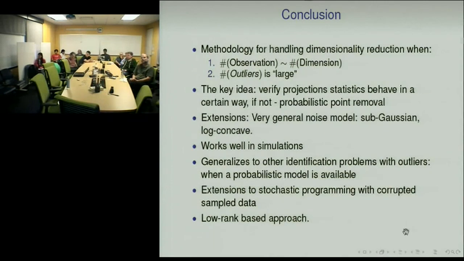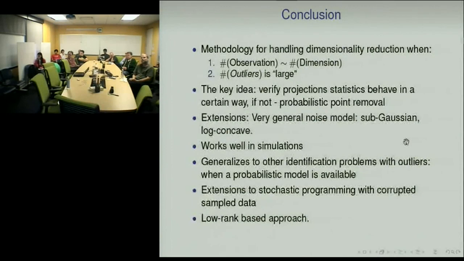The noise models can be very general: sub-Gaussian, log-concave, quite general. It works very well in simulations, and we get something pretty close to the curve that we want. You can generalize it to other problems that have graphical structures. You have a probabilistic model, and you say, my data is generated by some generative probabilistic model and some outliers, and now I want to figure out what's going on. The outliers either look the same or look very different, and you can do exactly the same trick for temporal models, in this case, dynamic Bayes nets.